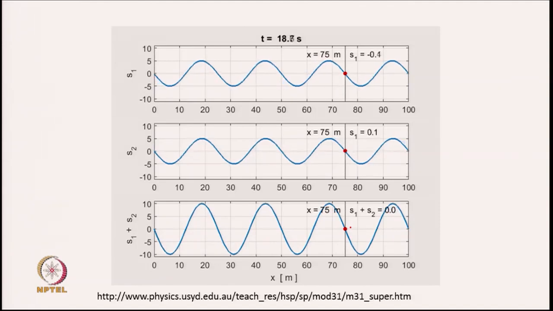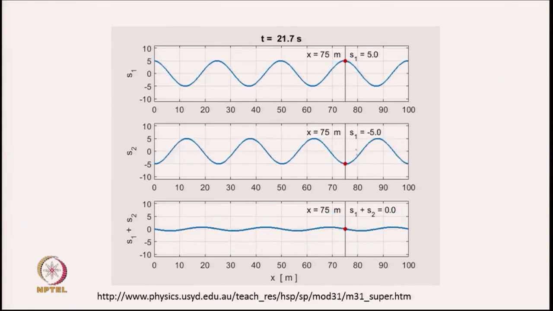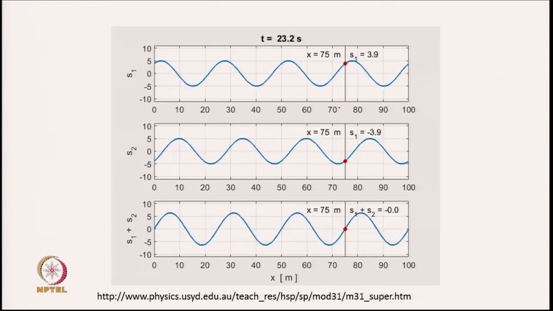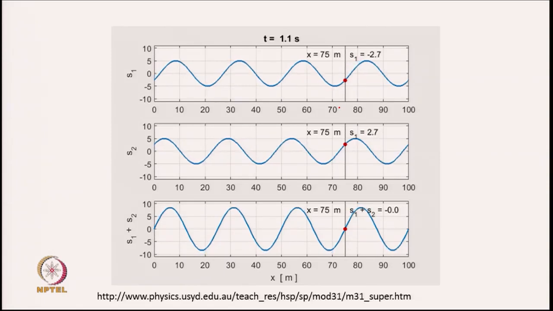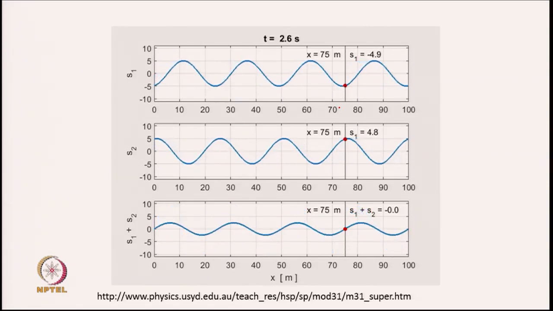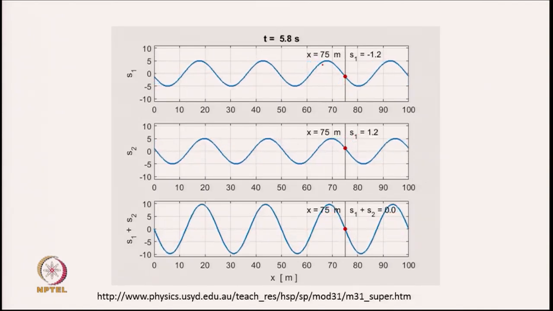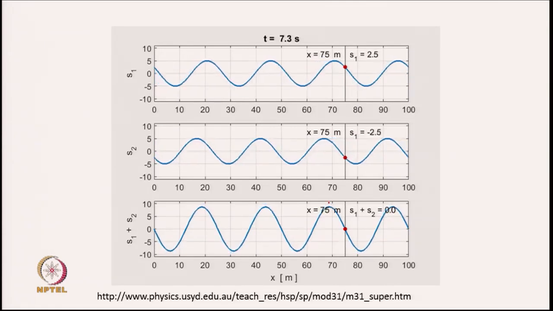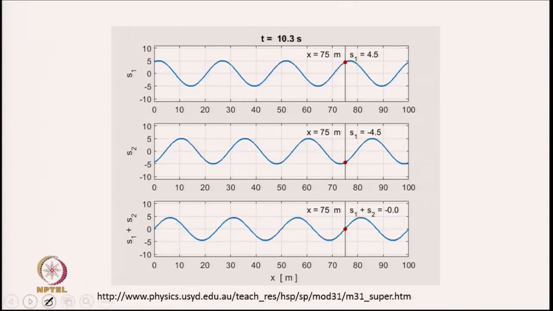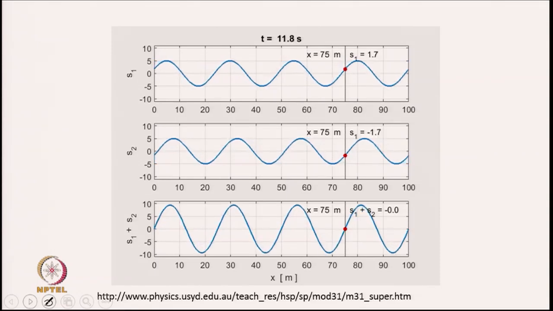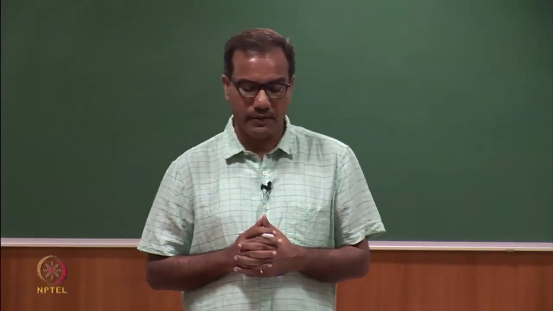Now, let us wait. This is moving towards crest, trough, again 0. So, when trough and crest interfere, again it is going to 0. Now you see these two at the same point, that is maximum, that is a maxima. So when crest and crest interfere, then you have a constructive interference, and when crest and trough of two waves interfere, then you have destructive interference.